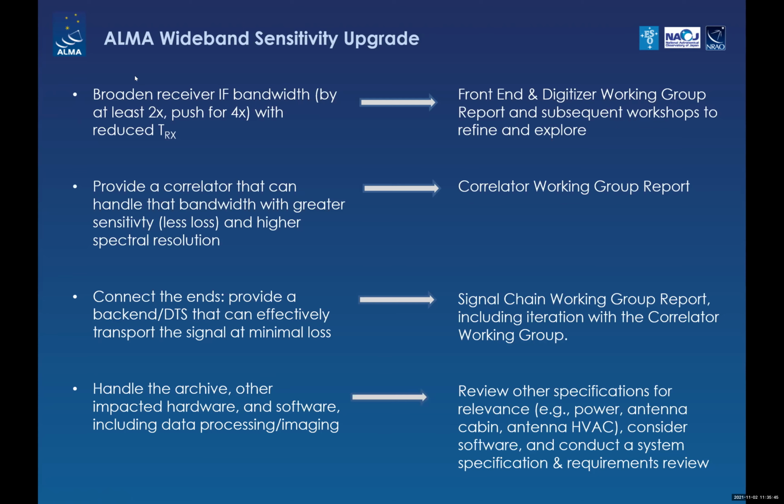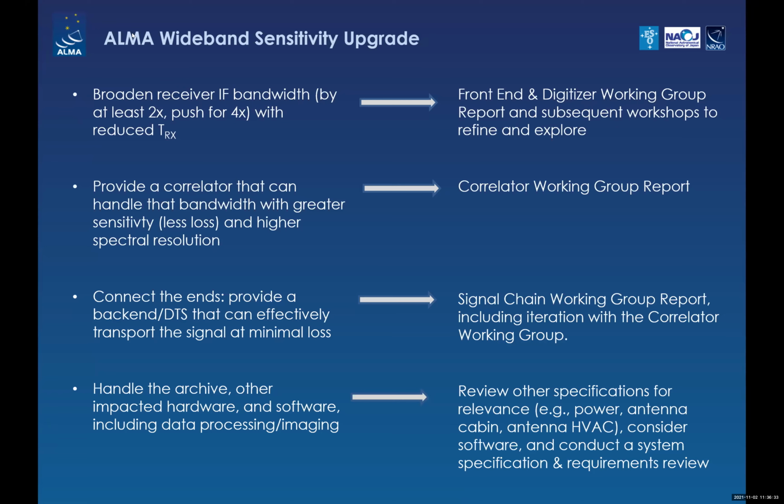This work has been pursued by a number of working groups, the front end and digitizer working group. They actually started their work early on in this process. Their report was finished fairly early. The correlator working group had a very successful workshop in Charlottesville just prior to the pandemic. That led to their report coming out sometime in mid to late 2020. We've recently had the signal chain working group report, where they basically considered the front end through the back end through the correlator system, and provided us with some recommendations there.